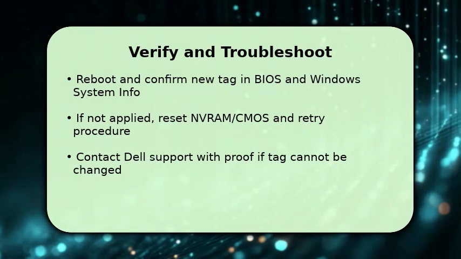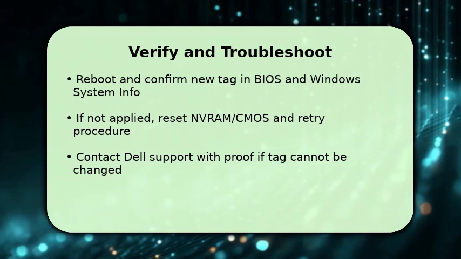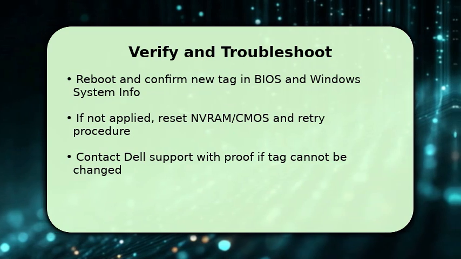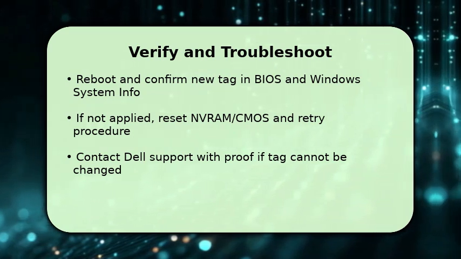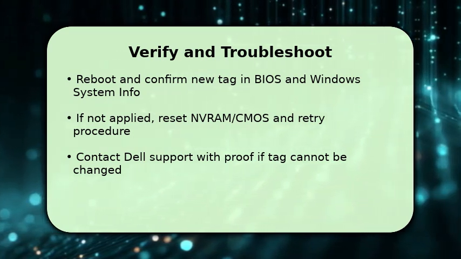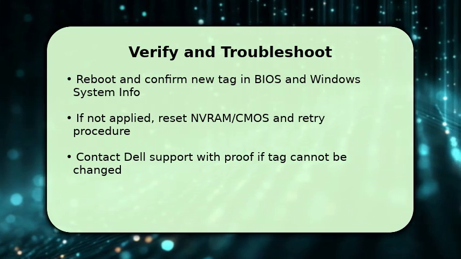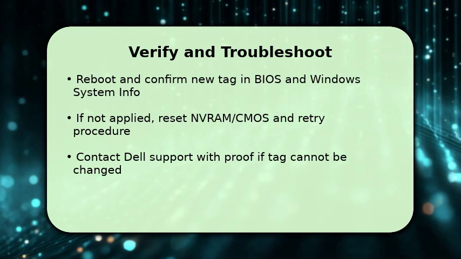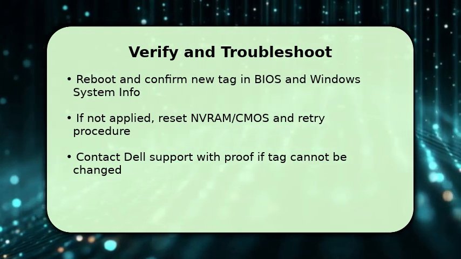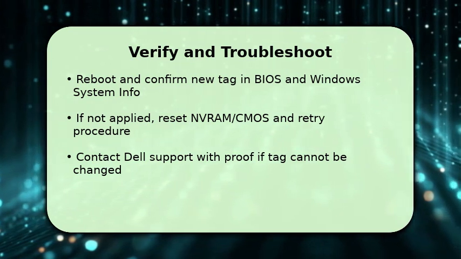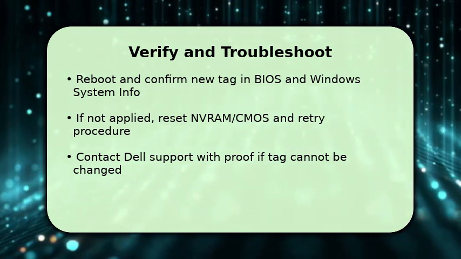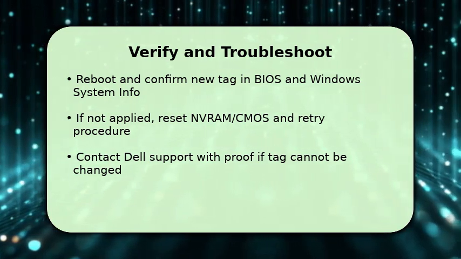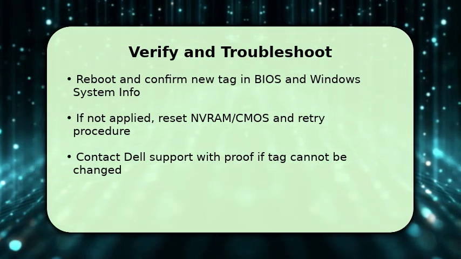You finish by rebooting and checking the service tag both in BIOS and in Windows System Information so you confirm success. If the tag didn't update, clear NVRAM/CMOS per model instructions, retry the BIOS edit, and ensure you used administrative tools in the OS. One key troubleshooting tip: if the firmware refuses changes, contact Dell support with ownership proof. Manufacturer-side locking or asset management policies can prevent edits, and they can apply the corrected tag for you.